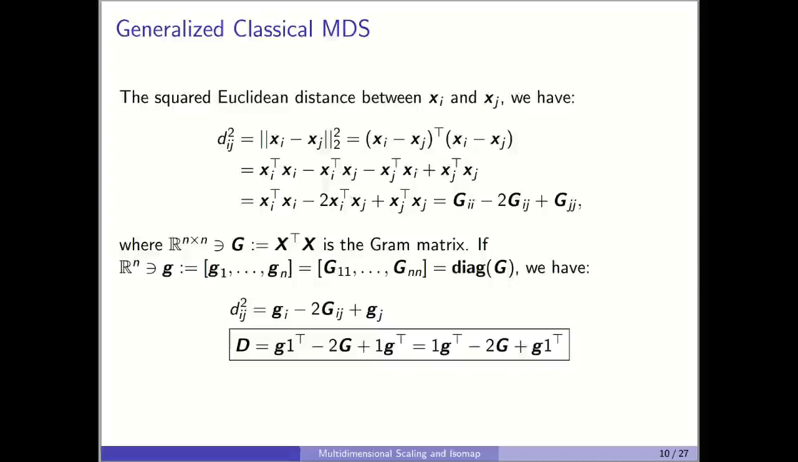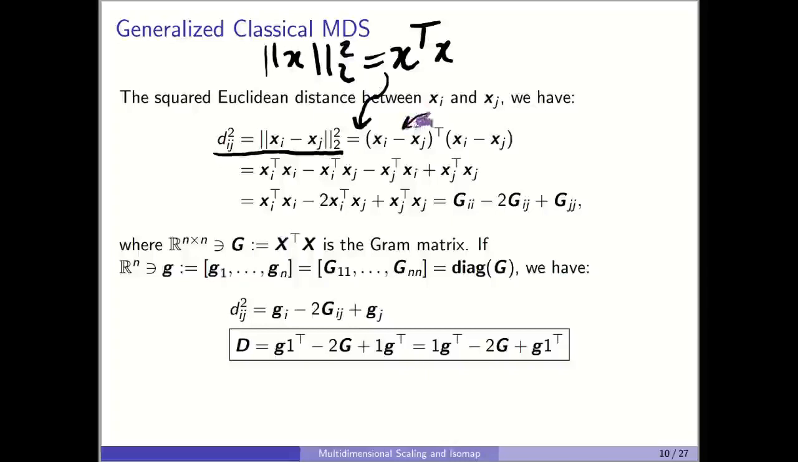Here, assume that we have a squared Euclidean distance between xi and xj. This is a formula. The squared L2 norm of a vector x is x transpose x because of its quadratic feature, so we use this formula here. We will have (xi minus xj) transpose (xi minus xj). If we apply this transpose into this parenthesis and we multiply the terms, we will have this. These two terms are equivalent because they are scalar, so we can write xj transpose xi as xi transpose xj. So we'll have this.